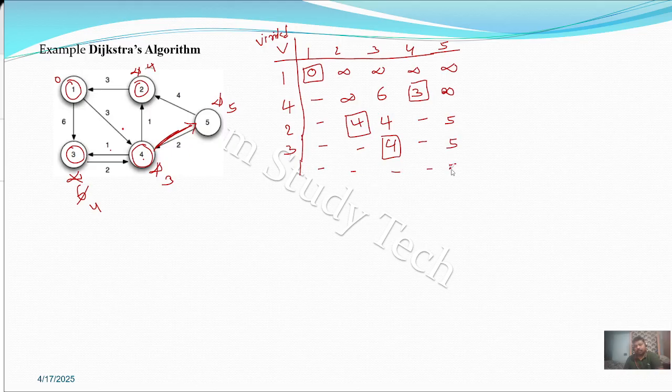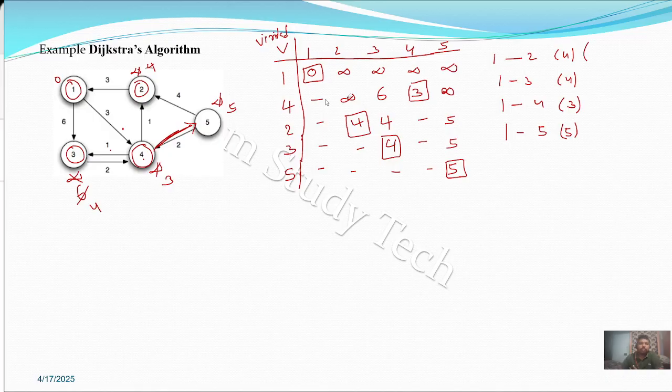Here only 5 is there, so this is also a visited vertex, visited vertex is 5. So what is the distance from 1 to 2? 1 to 2 is 4, and 1 to 3 is also 4, 1 to 4 cost is 3, and 1 to 5 cost is 5. So how can we get this least cost here?